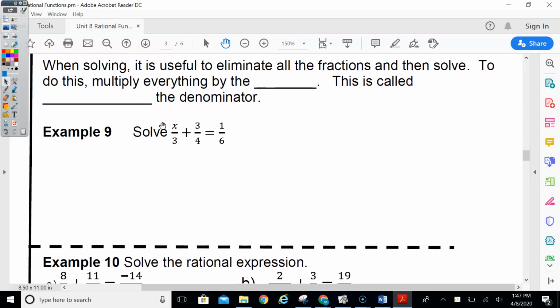Okay, so notice here, we don't have just one fraction and one fraction. So we can't just multiply by opposite denominators. So when solving, it's useful to get rid of all the fractions at one time, and then you can solve like normal. So to get rid of all the fractions, you multiply everything by the least common multiple between them. So the least common denominator between all of them. And this is called clearing the denominator.